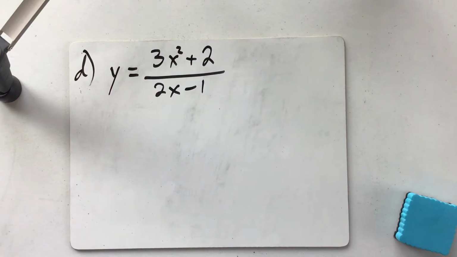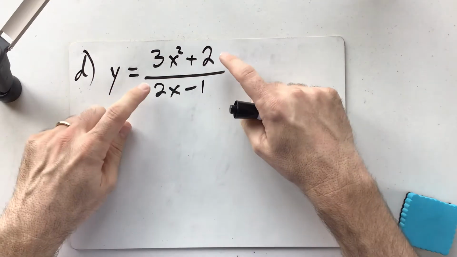All right, we're ready for D. I realized last time was C and I never changed the letter, but I suspect you all figured that out for yourself. Now for part D, y equals (3x squared plus 2) over (2x minus 1). If you're playing along at home, you probably quickly realize this is a quotient rule.